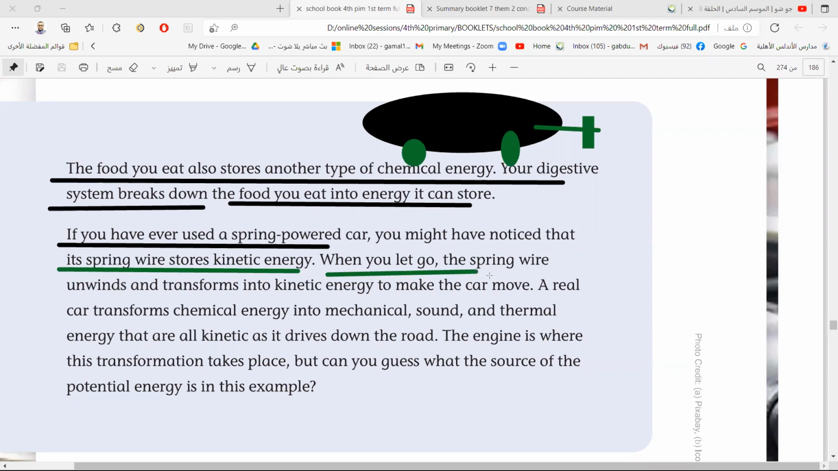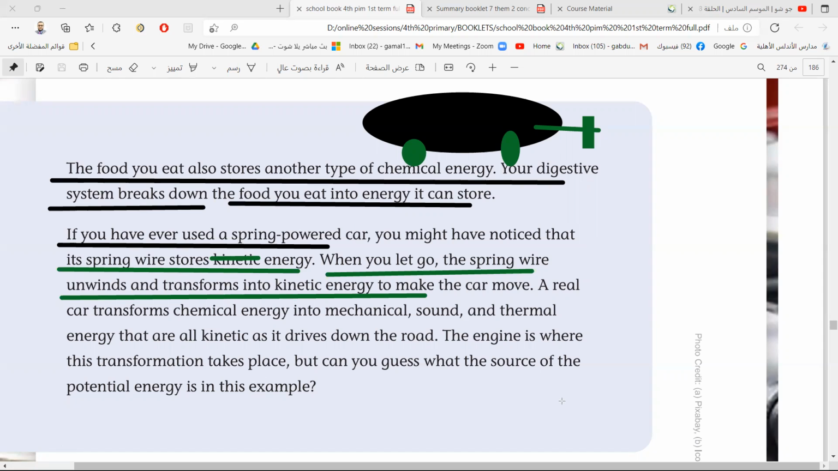When you let it go, the spring wire transforms into kinetic energy. So you have to change this into potential. The wire stores potential energy, and when you leave it, it changes into kinetic energy.